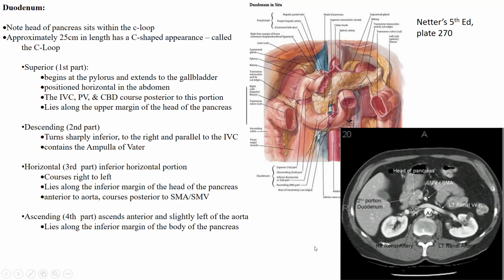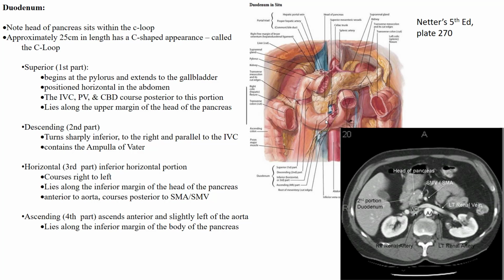We've looked at the duodenum a lot when looking at the pancreas and the spleen, and there are other good images in Netters that show you this image, but this one gives a little bit more detail. This is Netters 5th edition, plate 270, and it gives you more information about the duodenum and the different portions of it. So once again, the pancreas sits within the C-loop of the duodenum, and the duodenum basically cradles the head of the pancreas. It's about 25 centimeters in length and is C-shaped.